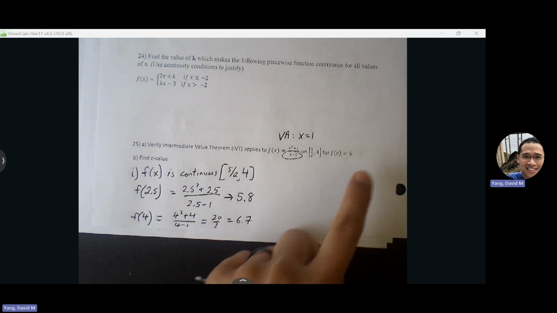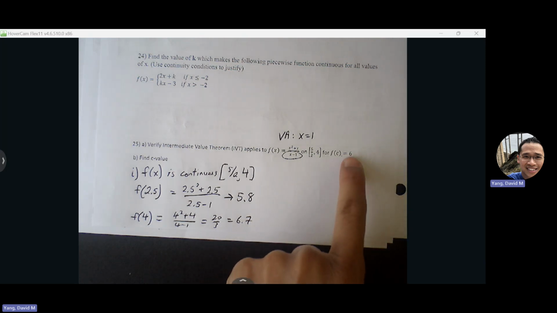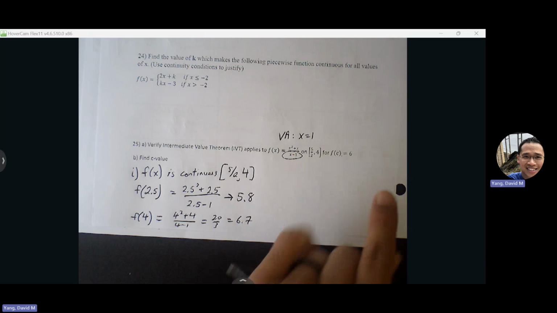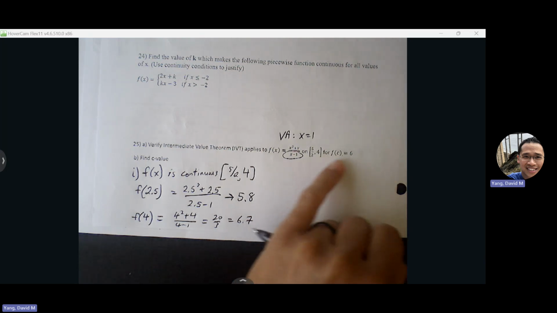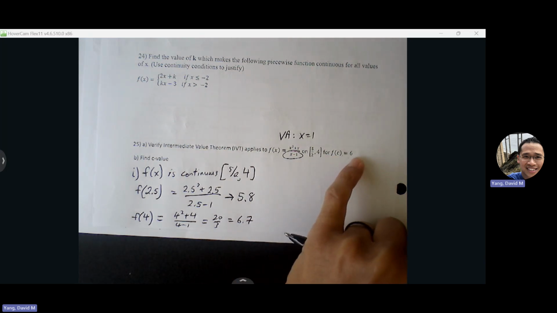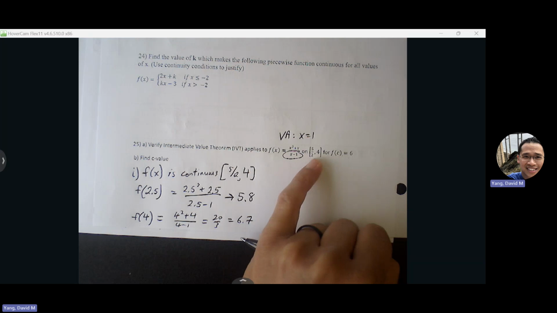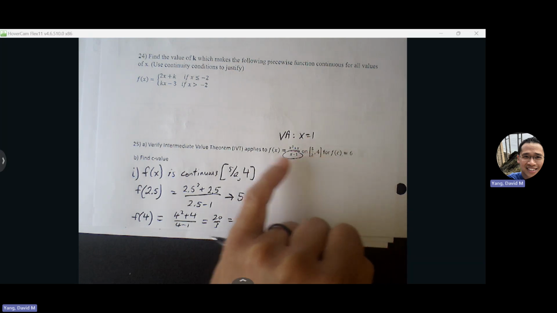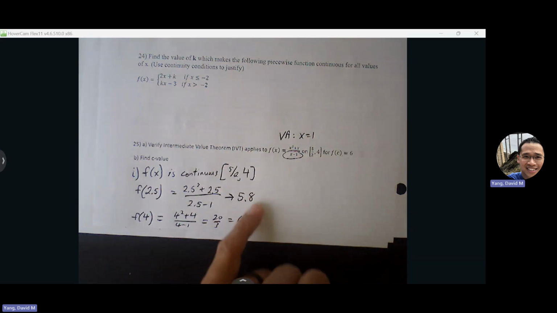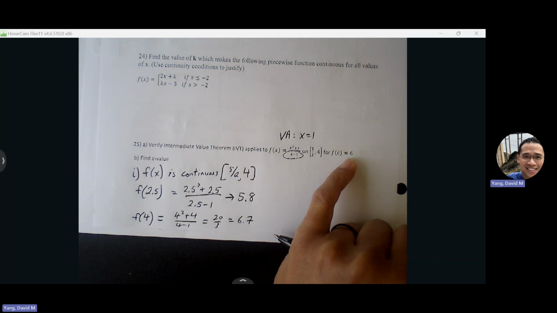Just make sure that you're comparing apples to apples, right? We don't want to say, oh, 6 is not between 2.5 and 4, and therefore this breaks down. You're not comparing the same values here. This is the y value, and these are x values. So make sure that we're always comparing y values with y values when you're doing IVT.